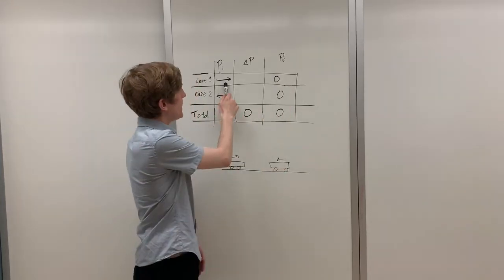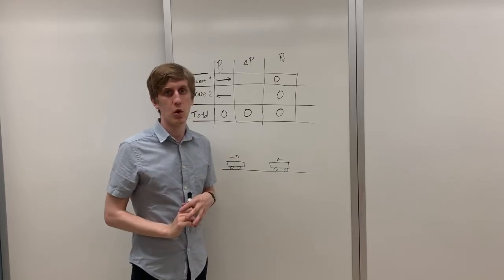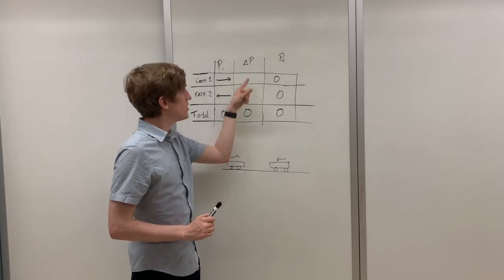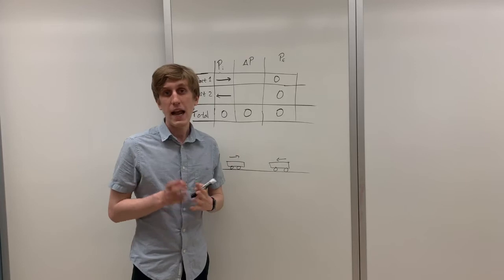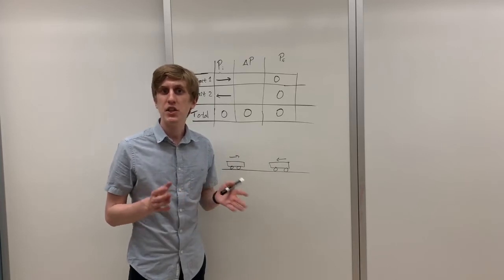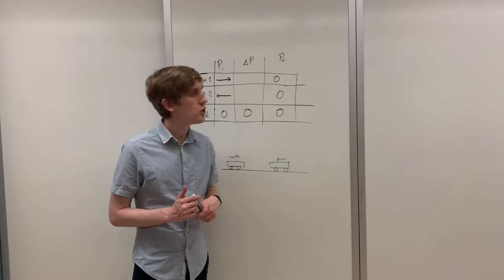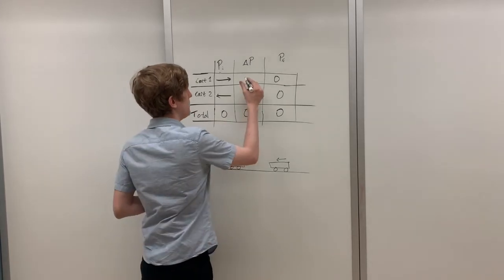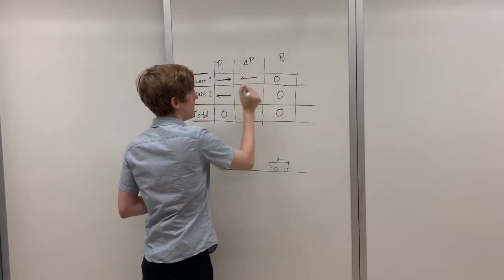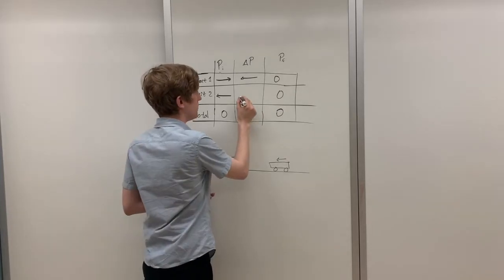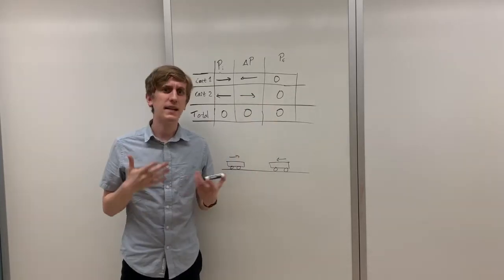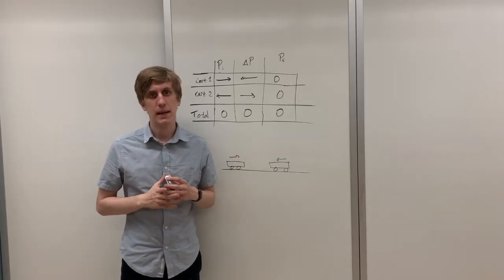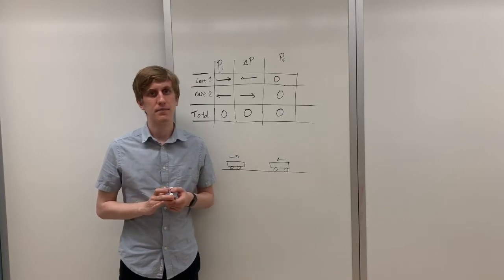Lastly, we need to fill in this delta P term for the individual carts. To do this, we just need to figure out what we need to add to this vector to get a final momentum of 0. In order for two vectors to cancel out, they just have to be equal and opposite. So the change in momentum for cart 1 is just the opposite of its initial momentum, and the same for cart 2. This is a complete momentum chart for this example. We'll see some more mathematical examples in the future, but we'll save that for later.